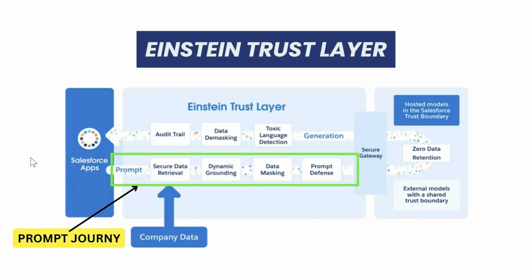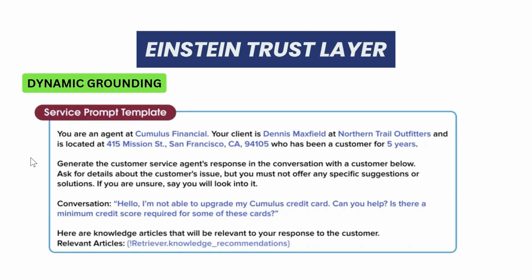Next, we have dynamic grounding. So after the secure data retrieval, the prompt then gets grounded with relevant CRM data in real time, like records or knowledge articles. This ensures that the AI has accurate context for more precise, personalized answers. So as you can see with the prompt template we were previously looking at, where there were merge fields, we now see actual Salesforce data.